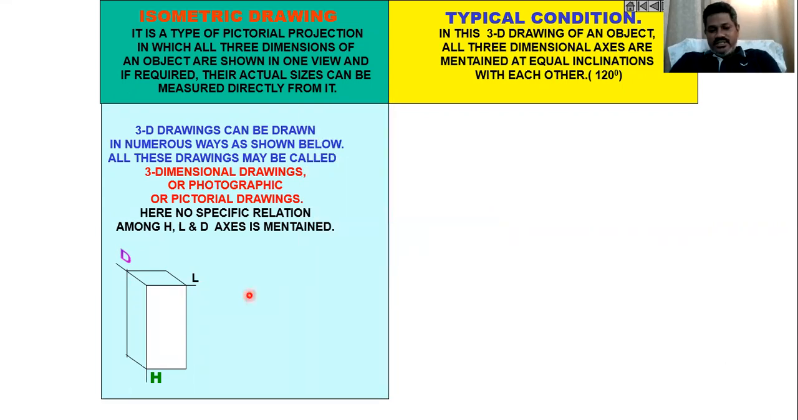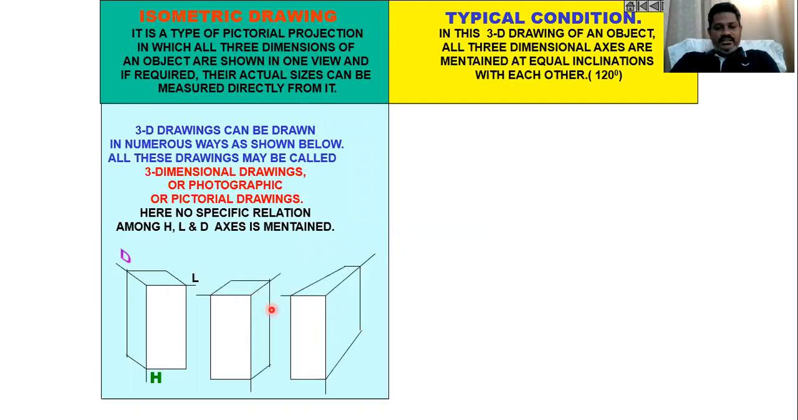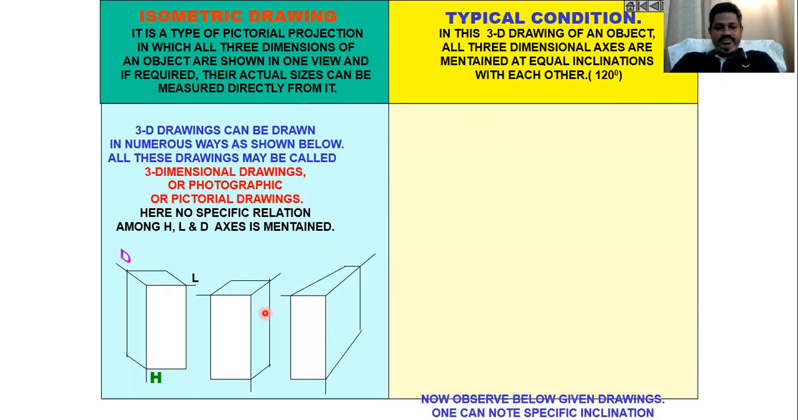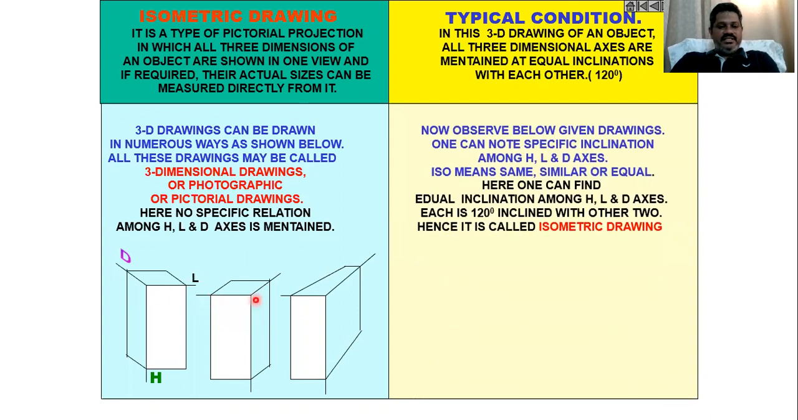But when you see the other drawing for the same figure, the intersection point of the three axes on which we are representing the three-dimensional figure is meeting at this location, whereas in this figure, the three axes are intersecting at this location. So there is no specific rule in the case of photographic or pictorial drawings.